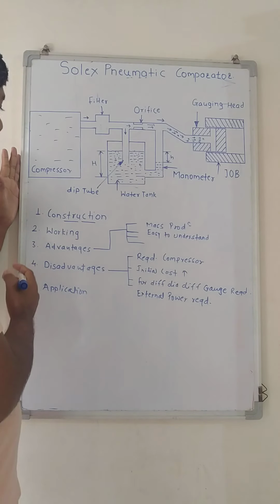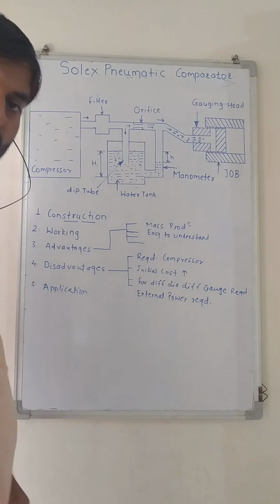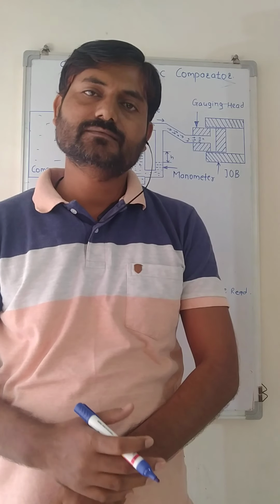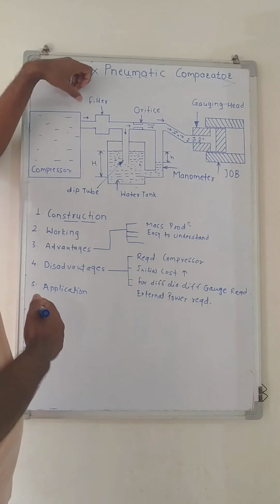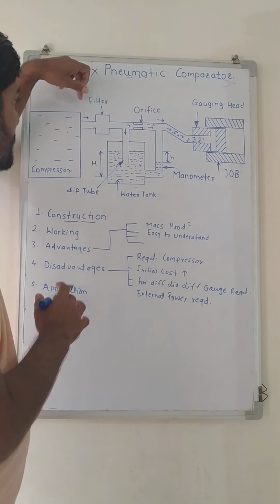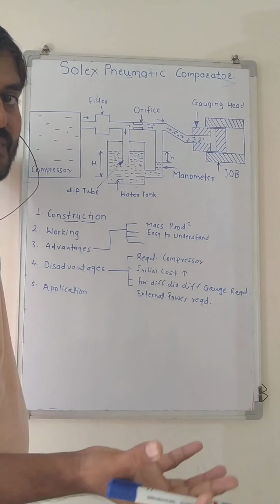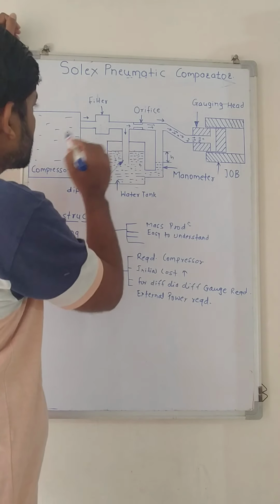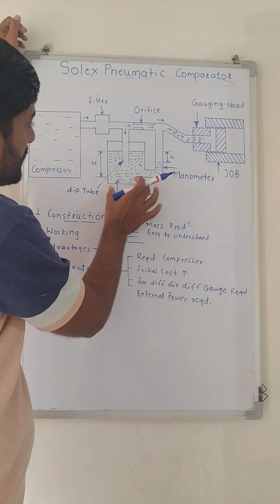From the left side, here you can see the compressor. The role of the compressor is to store air at the required pressure and deliver it when necessary. The compressed air passes through the filter, which is used to remove the impurities present in the air. So the filtration process is done here.